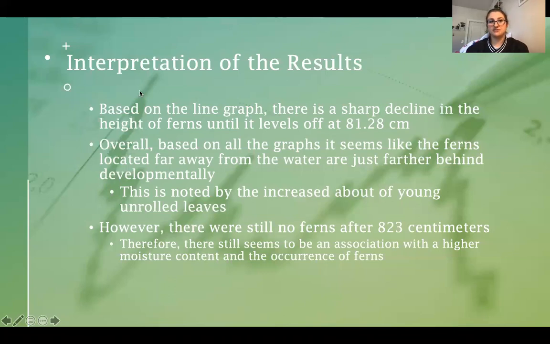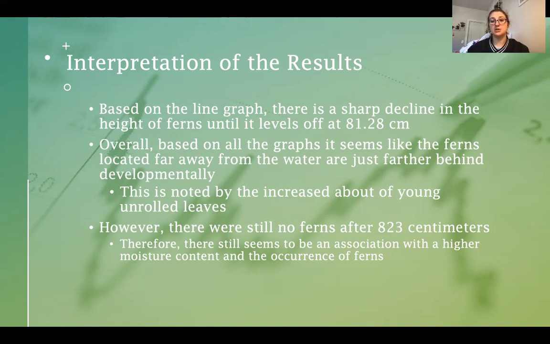So my interpretation of the results was that, based on the line graph, which was the first one we looked at, there's a sharp decline in the height of ferns until it began to level off at around 81.28 centimeters. Overall, based on the graphs, it seemed like the ferns located far away from the water were actually just farther behind developmentally, meaning that they had more rolled leaves instead of expanded ones. So they were smaller, but it was because they weren't fully grown yet.